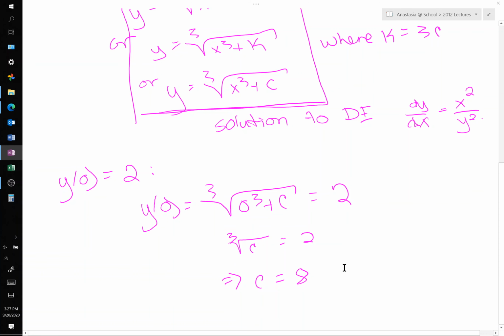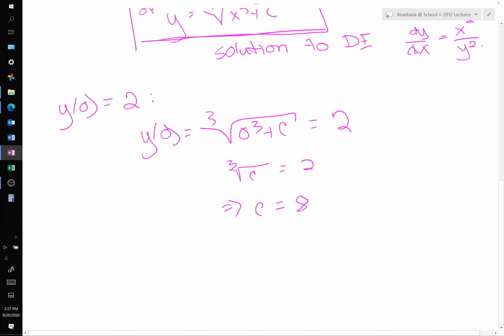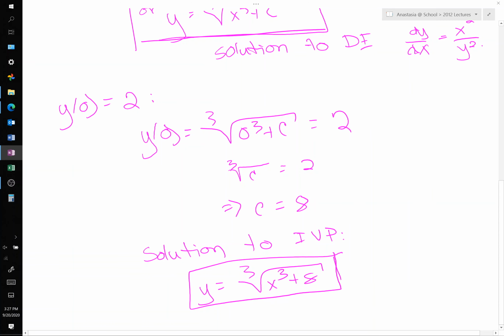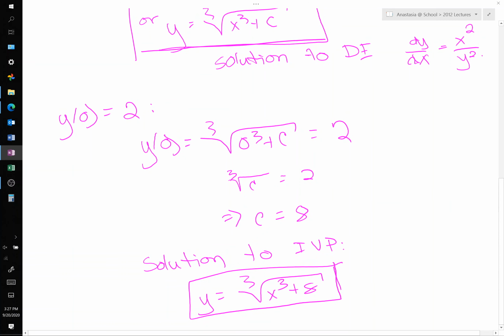That is not the final answer to the initial value problem. The answer to the initial value problem is this c value plugged into the solution that we had written above. So the solution to the initial value problem is y equals the cube root of x cubed plus 8. And that is our answer for the second sentence.